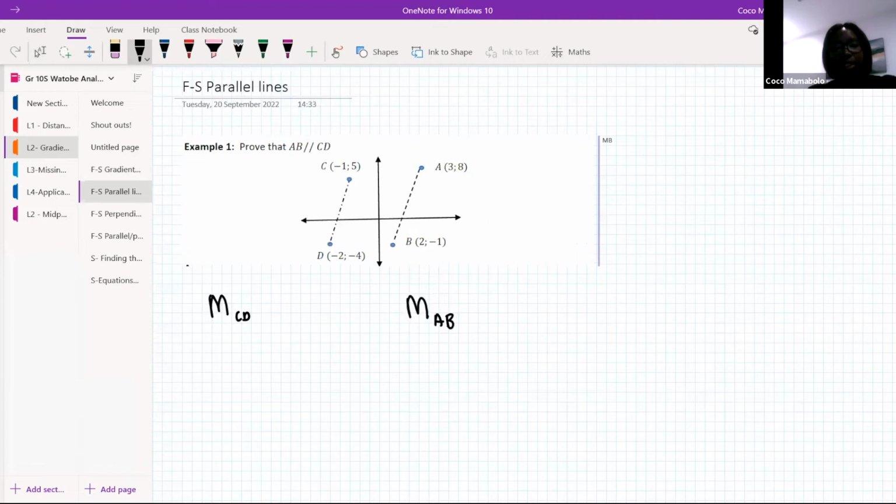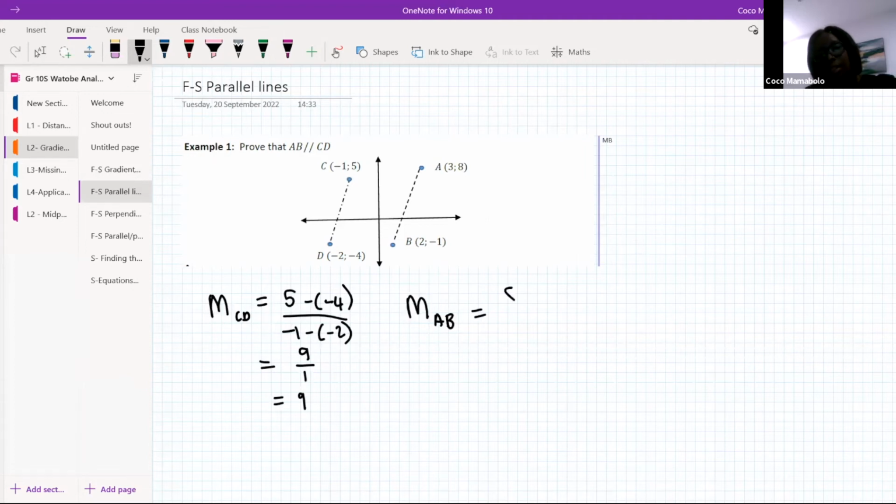Good. They're the same answer, right? We can do it quickly. The gradient of CD will be 5 minus -4 over -1 minus -2. That'll give me 9 over -1 plus 2, which is 1, which is 9. And then the gradient of AB is 8 minus -1 over 3 minus 2, which is equal to 9 over 1, which is equal to 9. They have the same answer. So this tells me that these two lines are parallel.